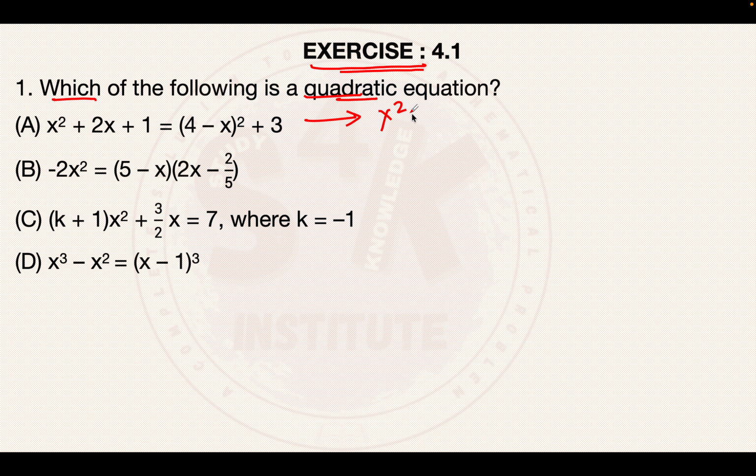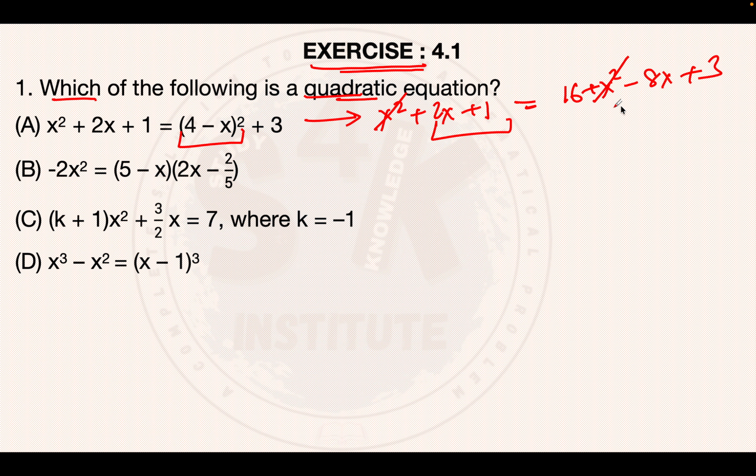So x square plus 2x plus 1 is the simpler one. Now you need to expand this a minus b form, so that is 16 plus x square minus 8x plus 3. So this x square gets cancelled, so it has no more x square term, so this will not be the quadratic equation.